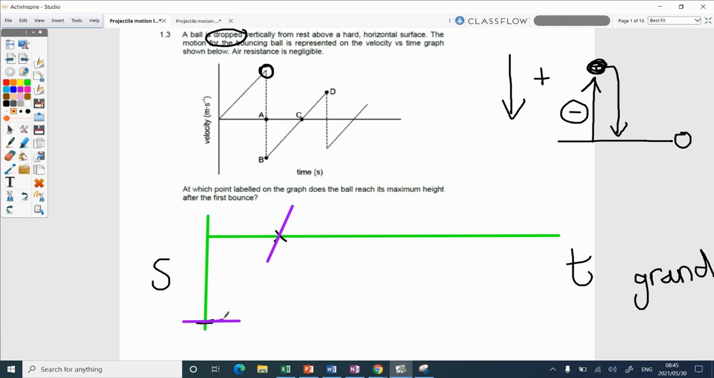So I should do it on this line and then join that line. Yes.